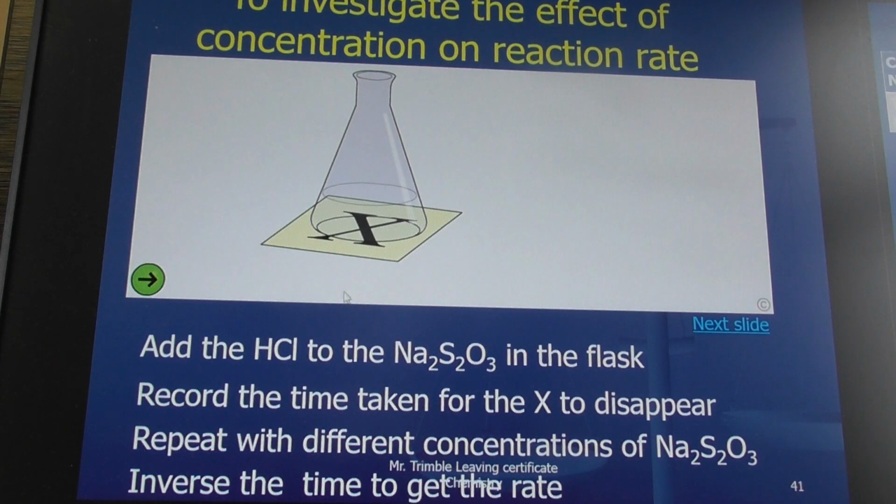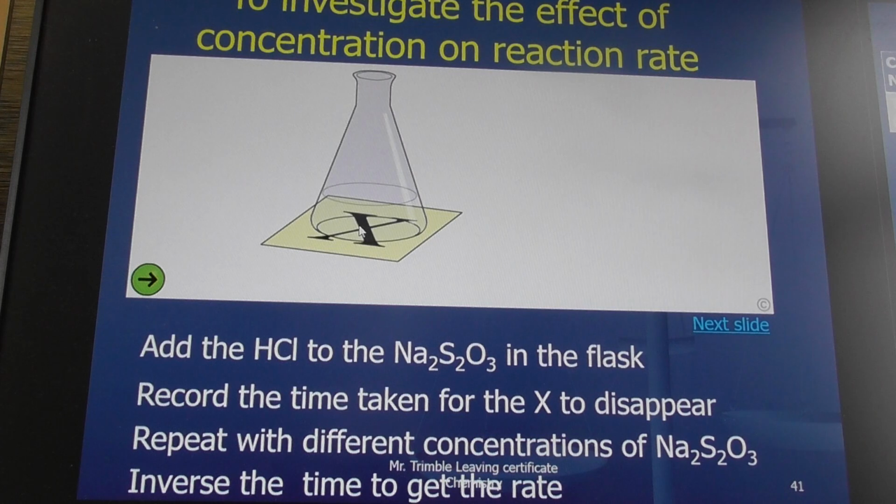So the principle of the experiment is very straightforward. You add the HCl to the sodium thiosulfate in the flask, you look straight down. So you're looking as a plan view, if you like, to look straight down and look at, mark an X on a page and start the clock when you've added the HCl, and then measure the length of time it takes for this X below to become obscured or disappear effectively.